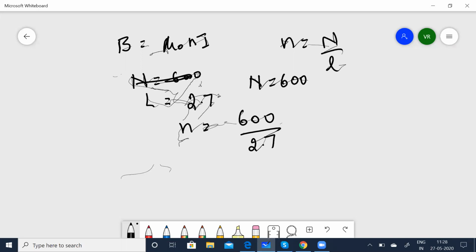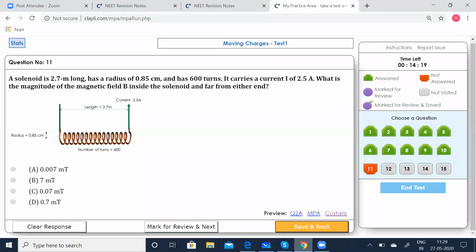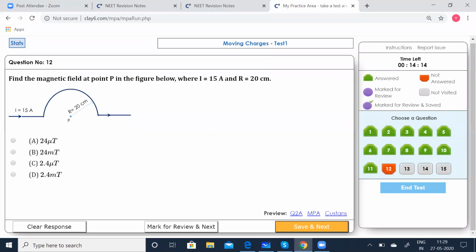Now you can quickly substitute here. B is equal to mu 0, which is 4 pi into 10 to the power of minus 7, into n, which is now going to be 600 by 2.7, into I, which is 2.5. And calculate that, and this is approximately equal to 0.7 millitesla. Let's see which option is correct. 0.7 millitesla. Option B is correct. Click that. Go to the 12th one.